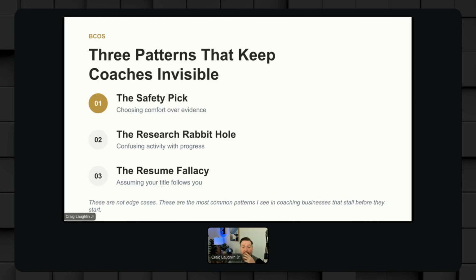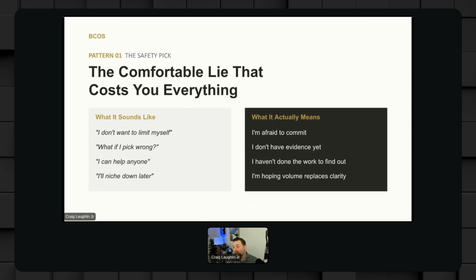So let's start with the one that does the most damage. I call it the safety pit. And I need to raise my hand here because this was me. When I transitioned from the agency into coaching, my positioning was I help business owners grow their companies. And that's what I led with. And it felt smart at the time because I genuinely could help a lot of different types of business owners. So I had the experience, I had the results. Why would I narrow it down, right?